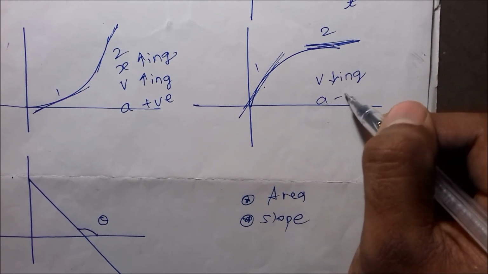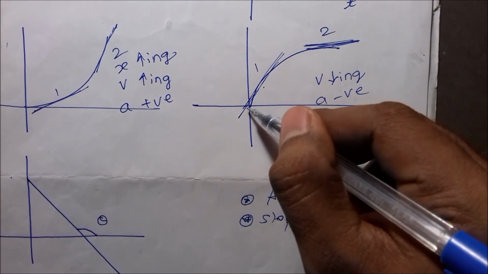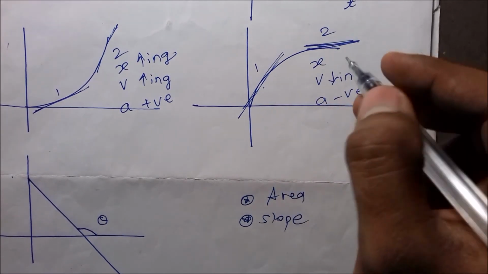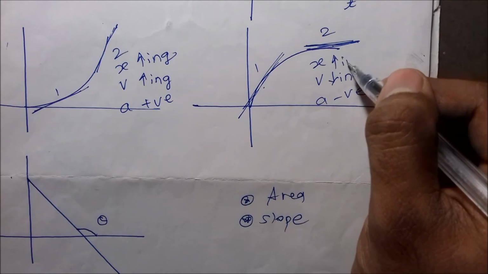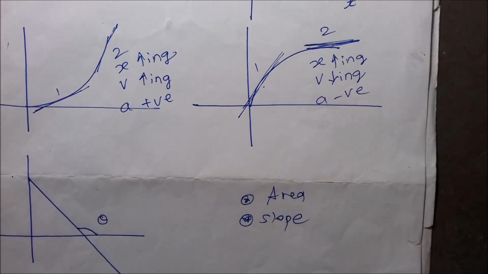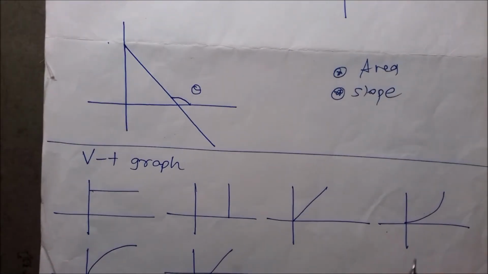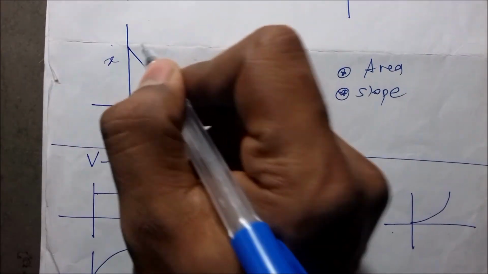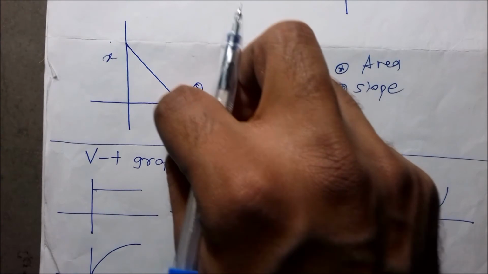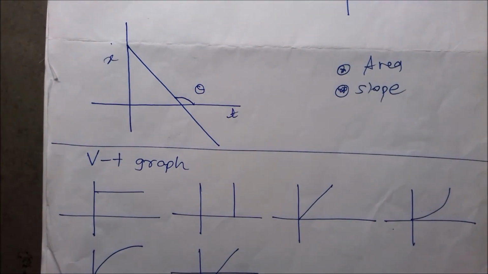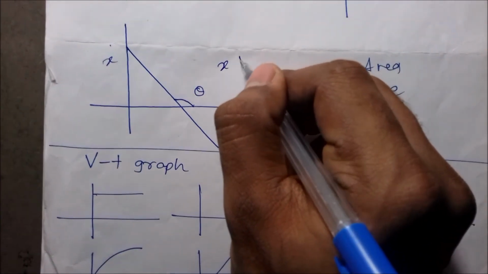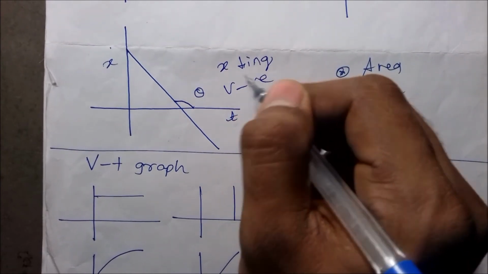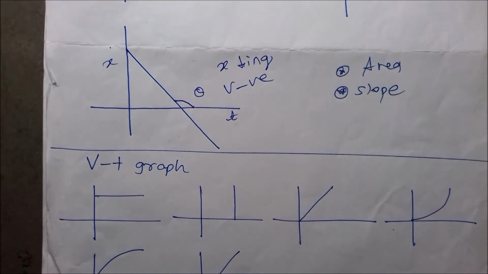Decreasing velocity means acceleration is negative. But the graph is going in an upward direction, which means displacement is increasing. Then in this type of graph, displacement versus time, the graph is coming in a downward direction, which means displacement is decreasing. Velocity in this case is negative because the slope is negative.